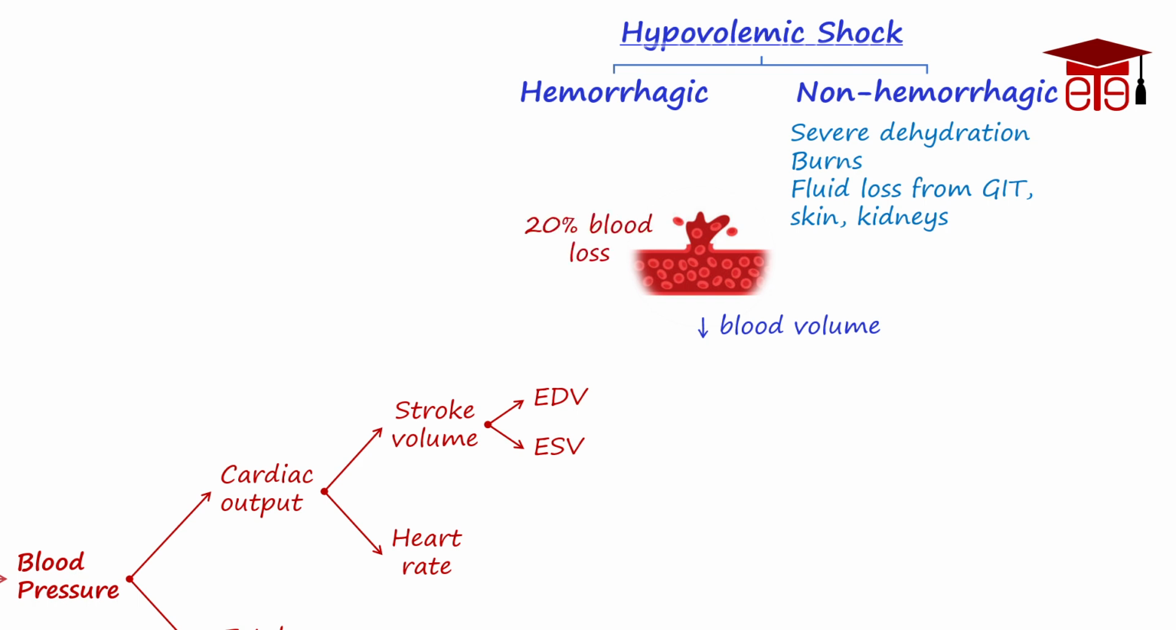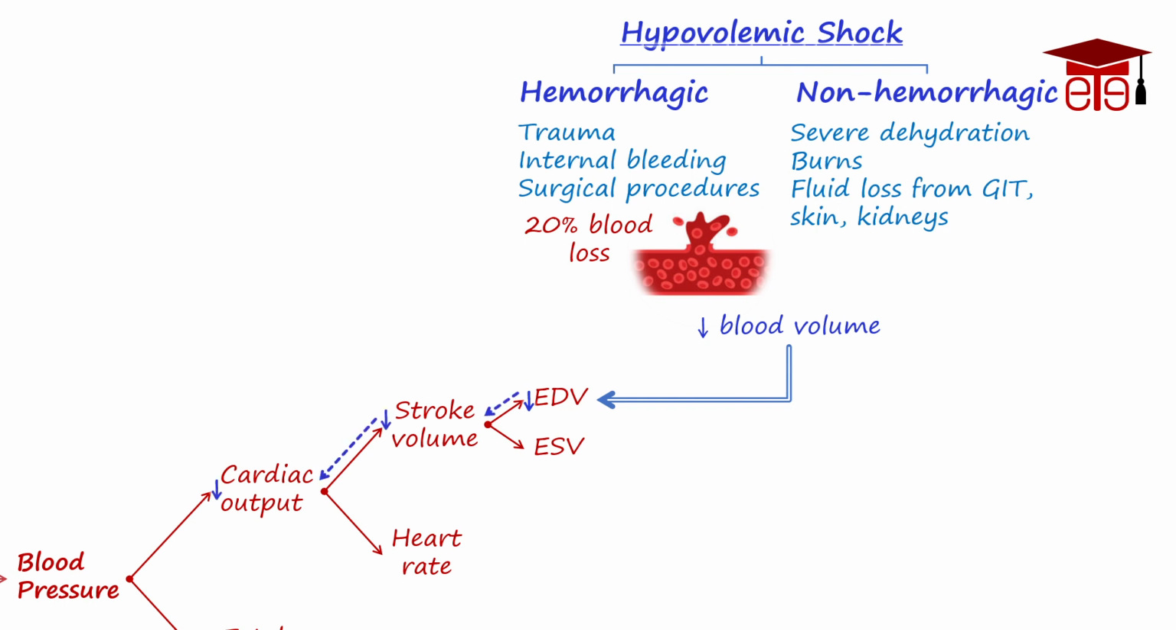Losing approximately 20% of total blood volume, roughly 1 liter, can also trigger hypovolemic shock, often caused by trauma, internal bleeding, or surgical procedures. Reduced blood volume lowers the amount of blood filling the heart during relaxation, or end diastolic volume, leading to a decrease in stroke volume, cardiac output, and ultimately blood pressure.